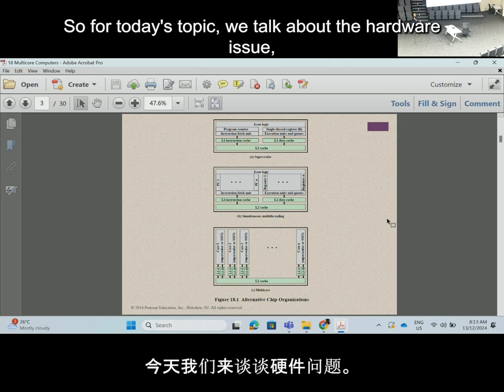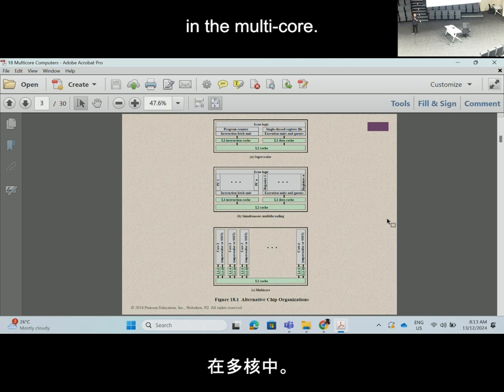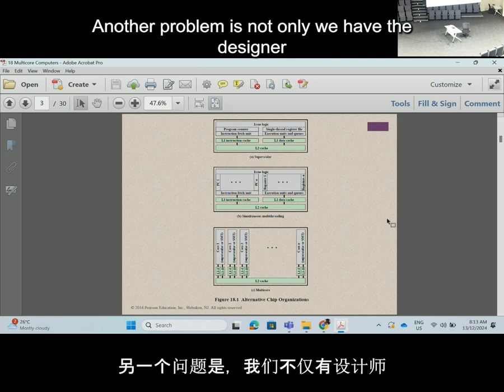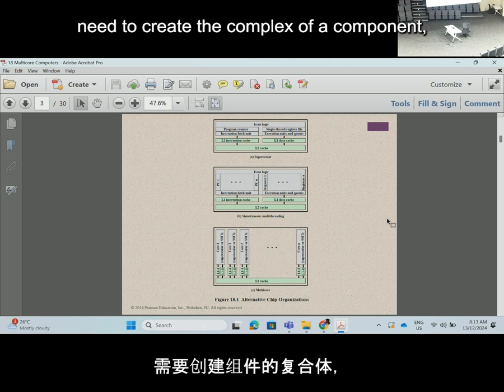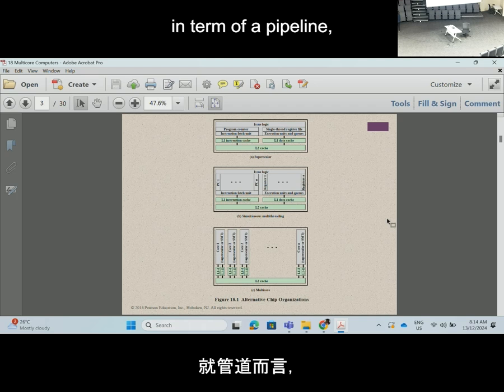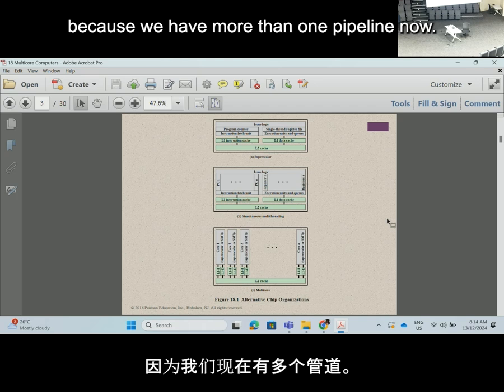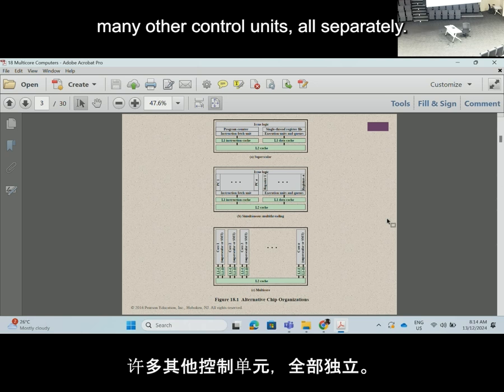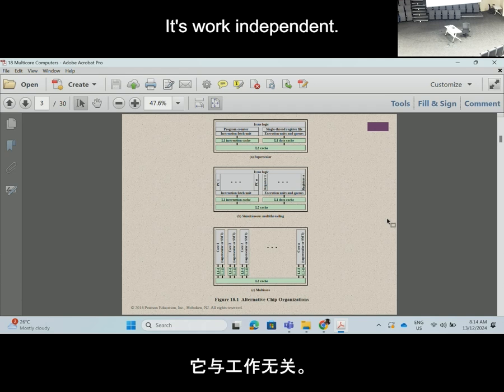So for today's topic, we talk about hardware issues, hardware performance and software performance in multi-core. That is one of the problems with the superscalar. Another problem is that the designer needs to create complex components and the design of that algorithm to create synchronization between the pipelines, because we now have more than one pipeline, with many CPUs, many ALU units, many control units, all separate. So it's too complex.